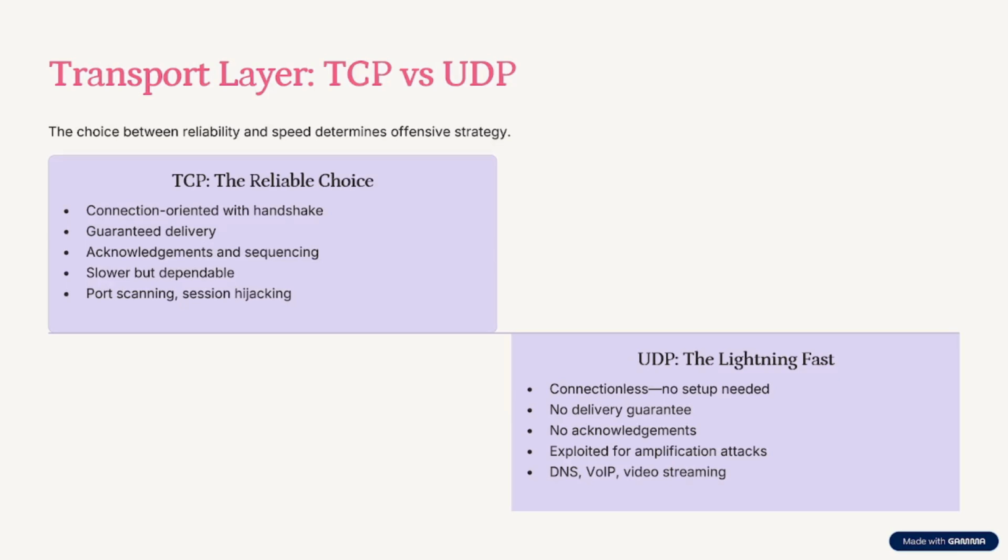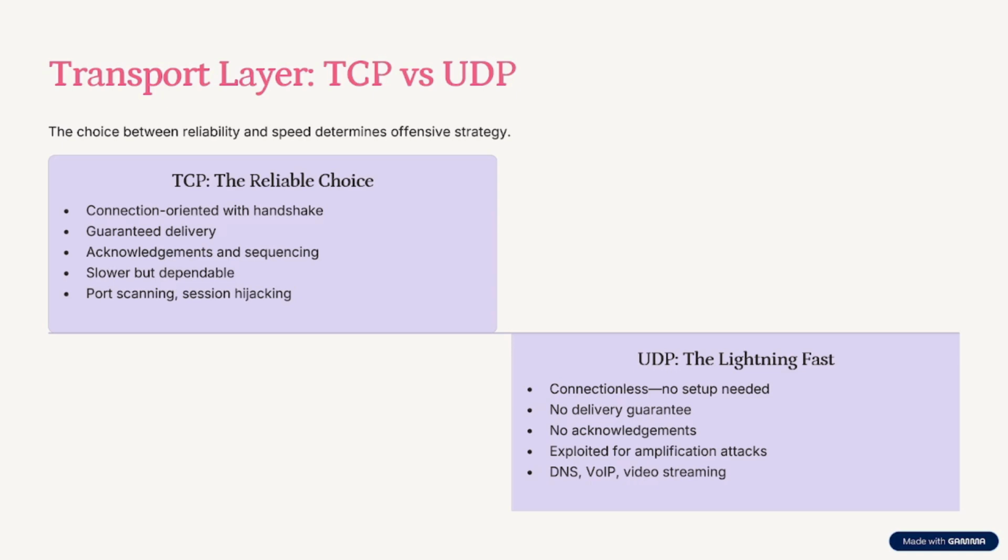The choice between TCP and UDP determines reliability, speed, and exploitability. Now let us understand TCP, the Transmission Control Protocol. TCP is connection-oriented, reliable, ordered, and stateful. It establishes communication through the three-way handshake.